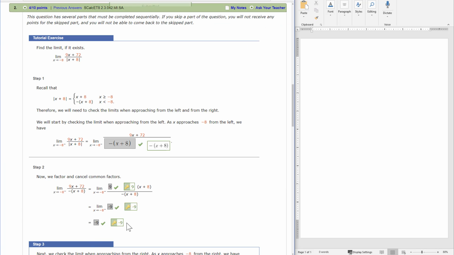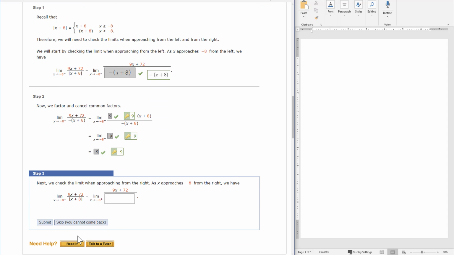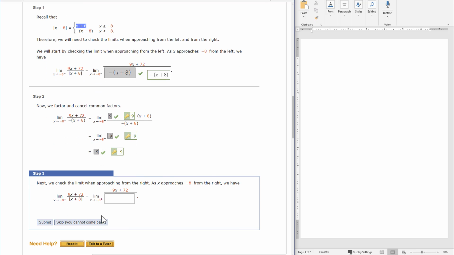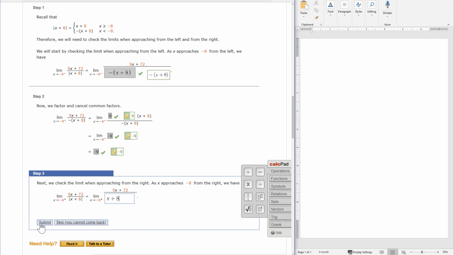So we have the limit as this approaches negative 8 from the left hand side. Now let's see what happens on the right hand side. We want x to approach negative 8 from the right, so we must be looking at values that are bigger than negative 8. For values bigger than negative 8, we consider the function with x plus 8, so we have 9x plus 72 divided by, and here we'll just have an x plus 8. You can put parentheses or no parentheses, either should work.